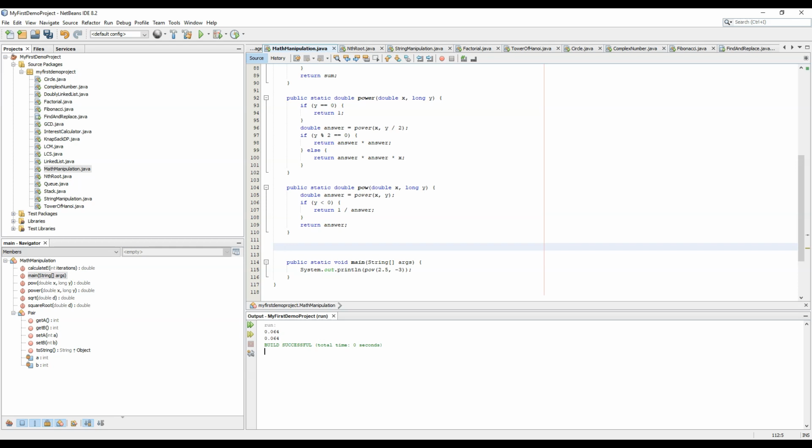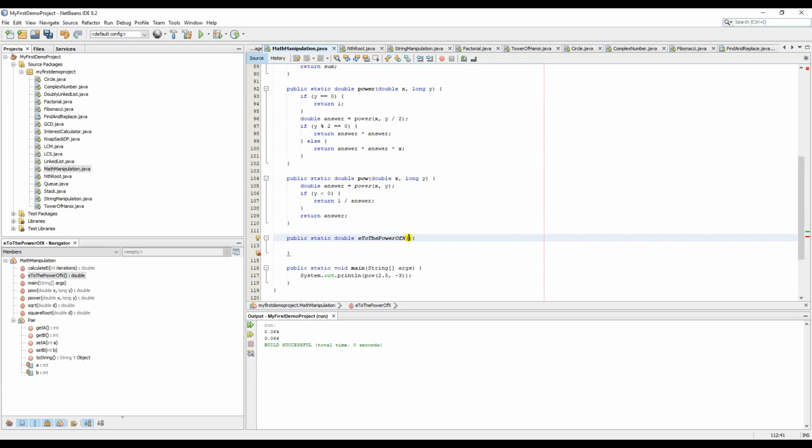x would be calculated using the Taylor-Maclaurin series. So let us first calculate e to the power x using the Taylor-Maclaurin series. e to the power x is equal to 1 plus x by 1 factorial plus x square by 2 factorial plus x cube by 3 factorial plus x to the power 4 by 4 factorial, and so on. So let us calculate e to the power x first. We create a function.